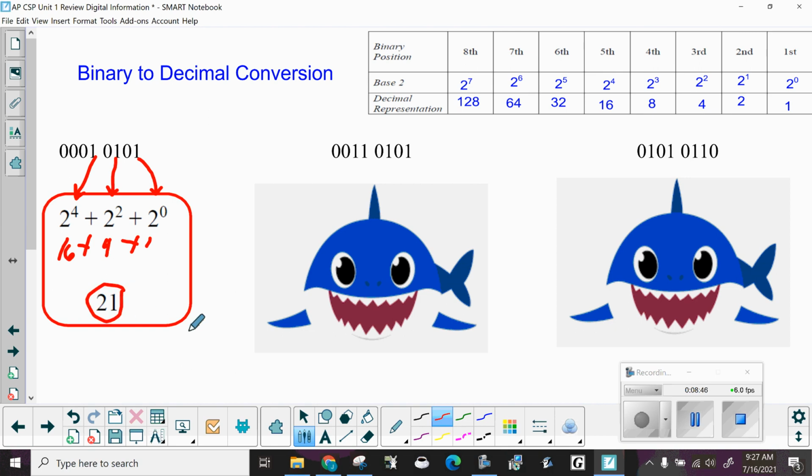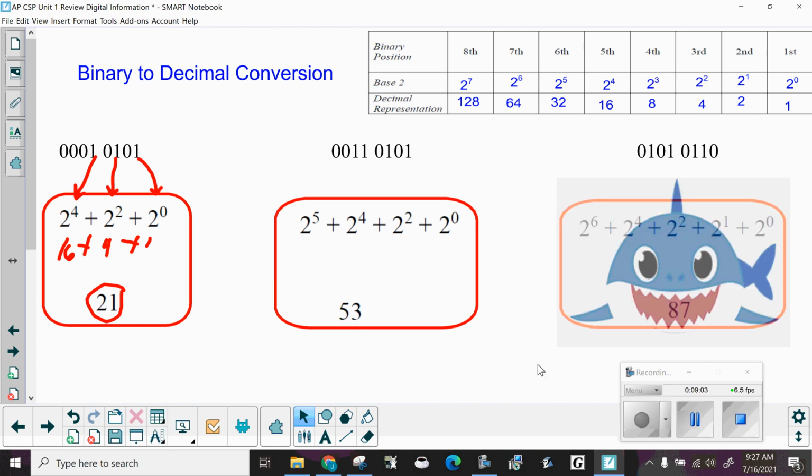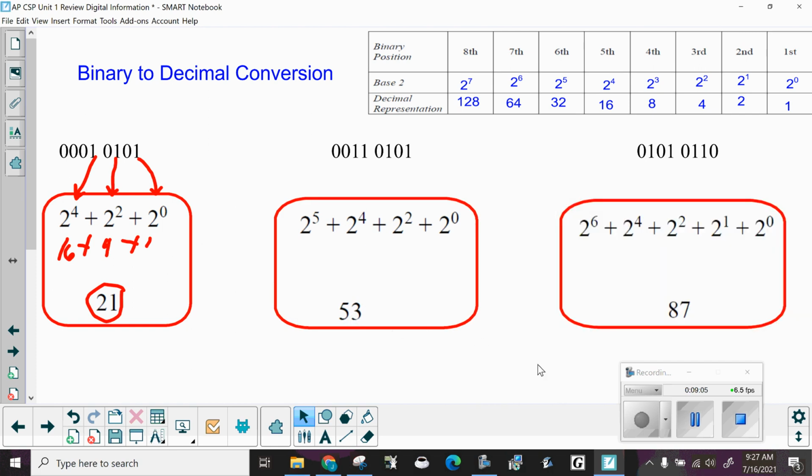Now, at this time, if you haven't already, pause the video and try converting these two binary values into decimal. Go ahead, pause the video. Okay, you're back. Did you get 53 and 87? Great.